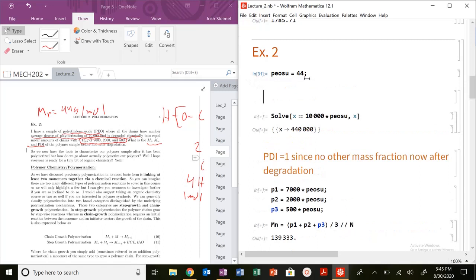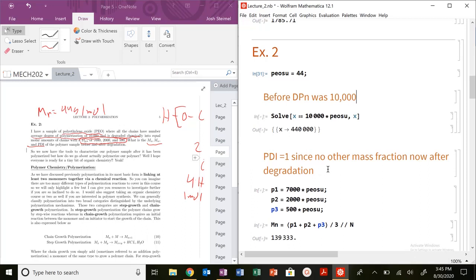So before degradation, my DPn was 10,000. So no other mass fractions, so I know PDI was equal to 1. So I've solved that. PDI is done. Now I just need my M sub N and M sub W.